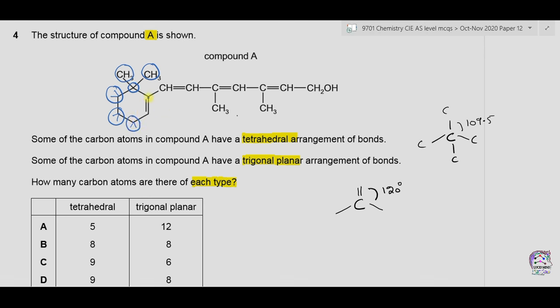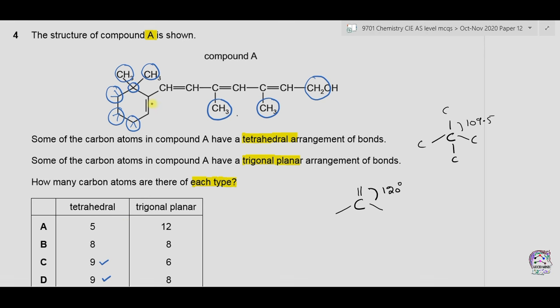Carbon is making a double bond, this is making a double covalent bond. These two are also making double covalent bonds. This is making double covalent, but this is making 4 single covalent bonds. Similarly, we have this CH3 and this carbon is also making 4 covalent bonds. 2 with hydrogen atoms, 1 with OH and 1 with this carbon. So in total we have 9 carbons which are making single covalent bonds, and the arrangement will be tetrahedral. So option C and option D could be correct.